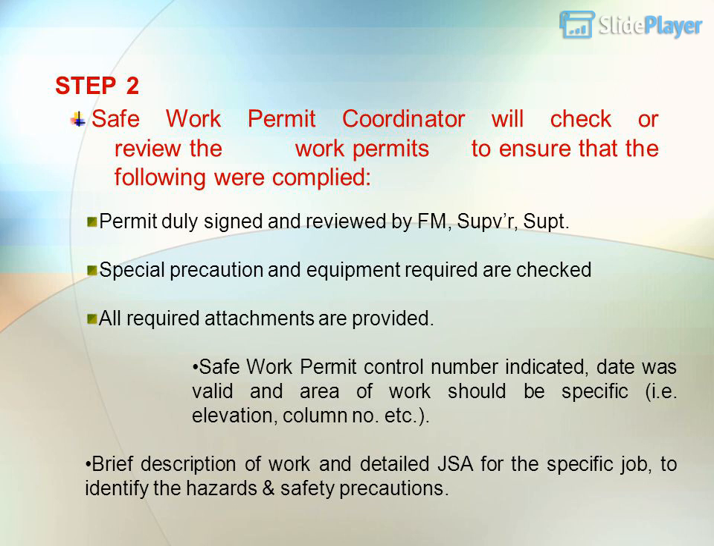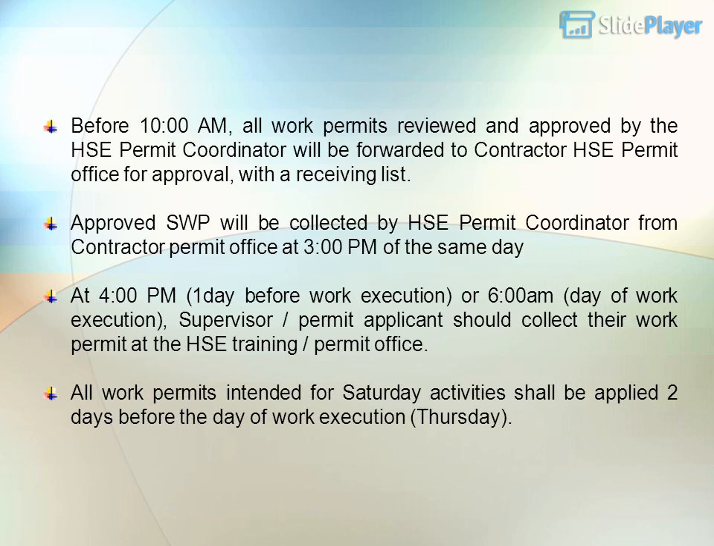Brief description of work and detailed JSA for the specific job, to identify the hazards and safety precautions. Before 10 a.m., all work permits reviewed and approved by the HSE permit coordinator will be forwarded to the contractor HSE permit office for approval, with a receiving list. Approved SWP will be collected by the HSE permit coordinator from the contractor permit office at 3 p.m. of the same day, at 4 p.m. one day before work execution, or 6 a.m. day of work execution. Supervisor, permit applicant should collect their work permit at the HSE Training Permit Office.